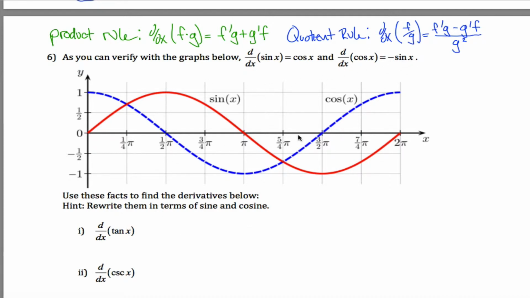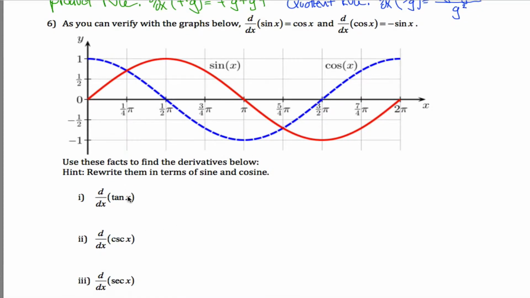At any rate, using those facts, you can come up with all sorts of stuff. You can figure out what the derivative of tangent is. How are you going to figure out the derivative of tangent? Well, tangent, as you may recall from Math 112 class, is sine over cosine. So really, when I ask you for the derivative of tangent, I'm just asking you what's the derivative of sine over cosine, and you can figure that out because you know the derivative of sine and you know the derivative of cosine, so you can use the quotient rule.